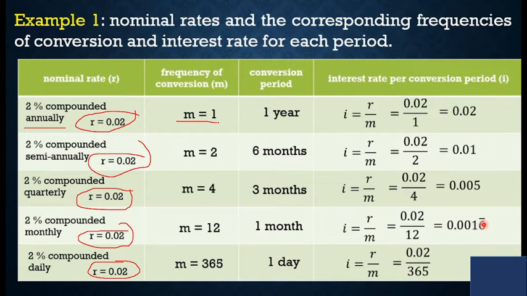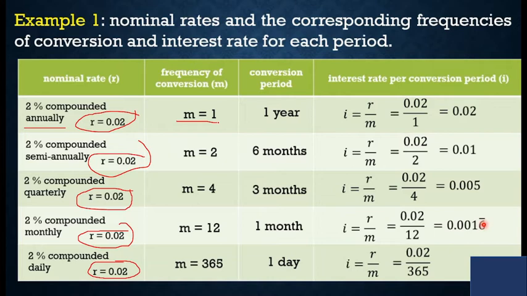If semi-annually, how many months? 6 months. Semi means half. If quarterly, how many months? 3 months. Sometimes you may forget quarterly: you pay every quarter, every 3 months.